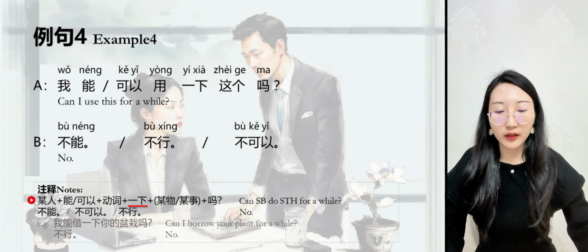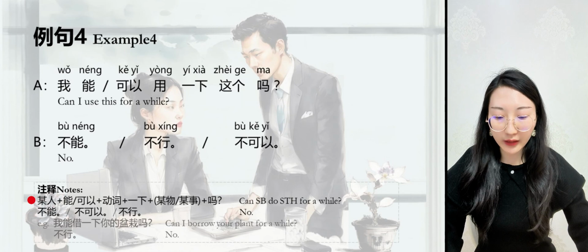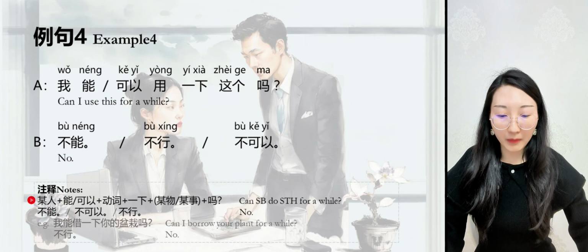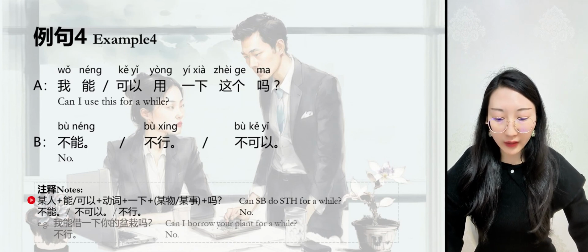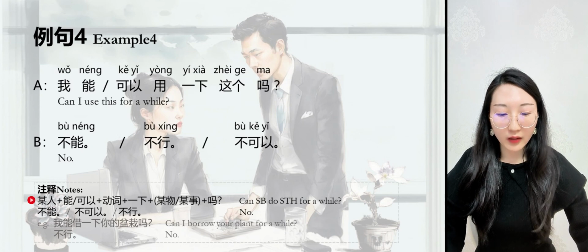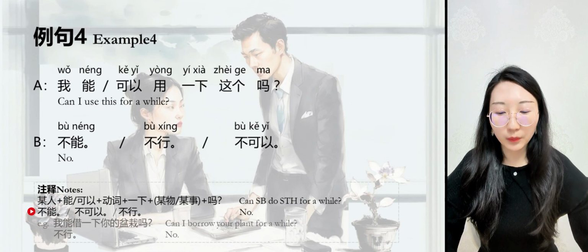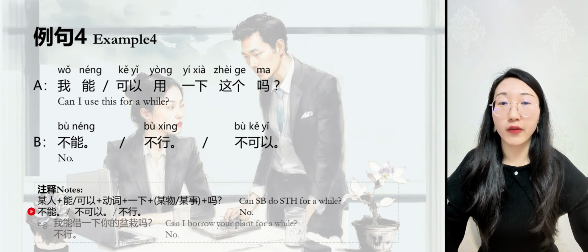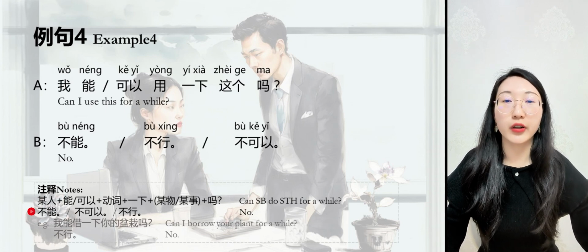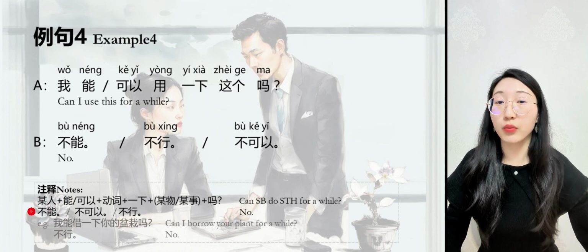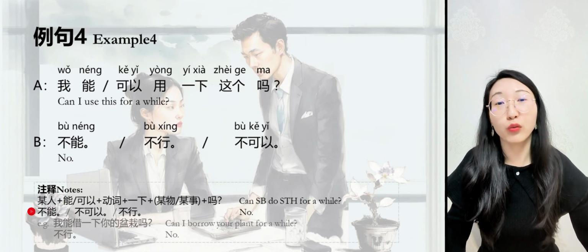We just added 一下 a little, a while, after the verb to be more polite. And so the structure is 某人 somebody 能可以 can 动词 verb 一下 a while 某物 or 某事 something 吗 tongue word, 某人能可以动词一下某物某事吗 can somebody do something for a while? As for the negative answer, it's 不能不可以不行 no. And just as we said, in real life conversation, you better give out a reason after your negative answer, unless you are close with this person or you are mad at this person and you don't want to be polite.